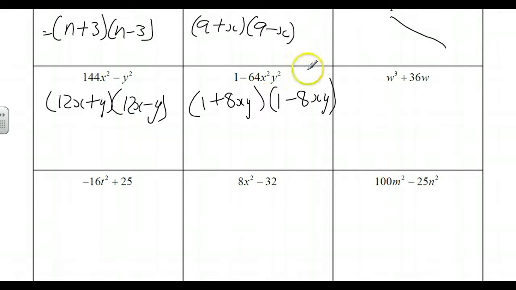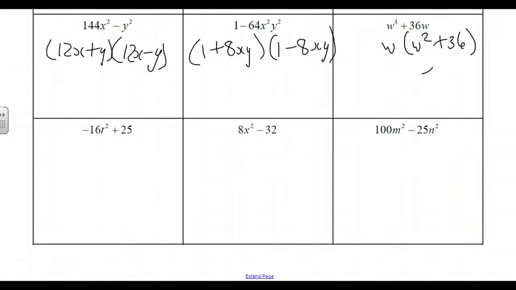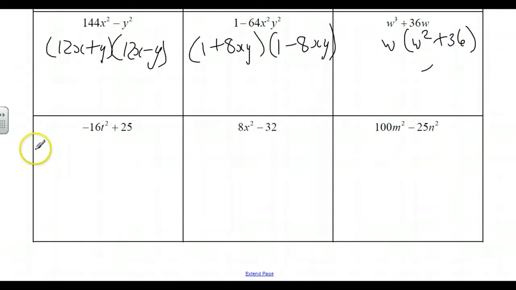You may have to dig around a fair bit to find examples like this, but w squared plus 36, and that's as far as we can go. This will not factor. It is simply two terms. So two terms with a plus sign, if there's any factoring going on, it is only a common factor.